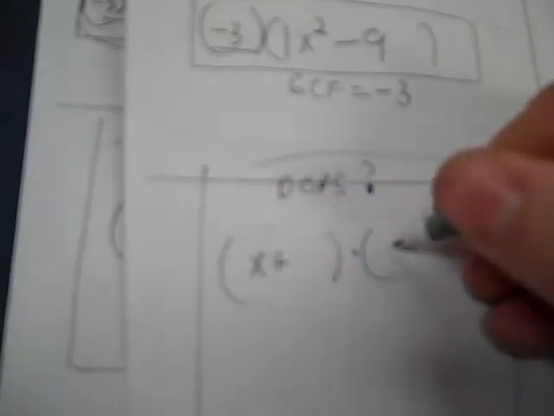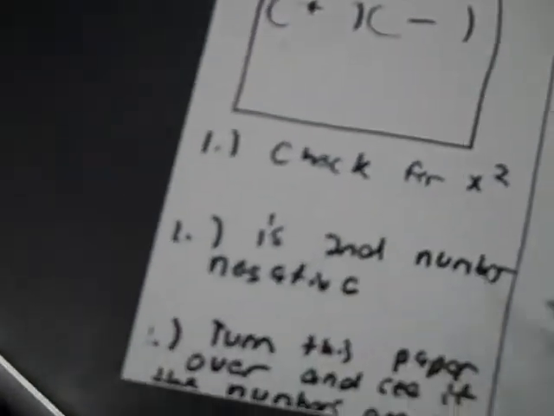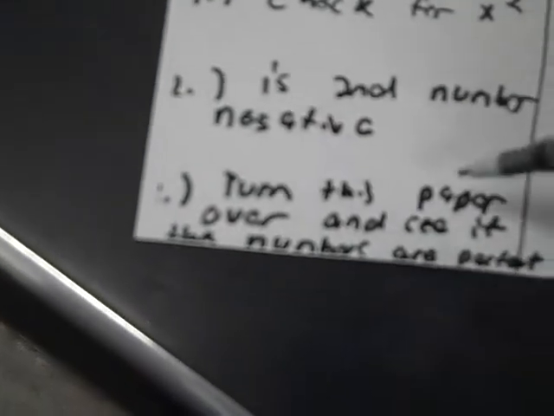Okay, now cross this out because we actually did this box. So now I'm just looking at this and this, this and this. So we check for the x to the second, and it's still there. Okay, so it's x and x. Is my second number negative? Yeah, 9's negative. Okay. Now turn this paper over and see if the numbers are perfect.